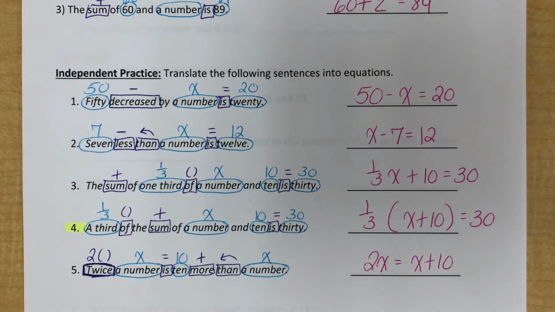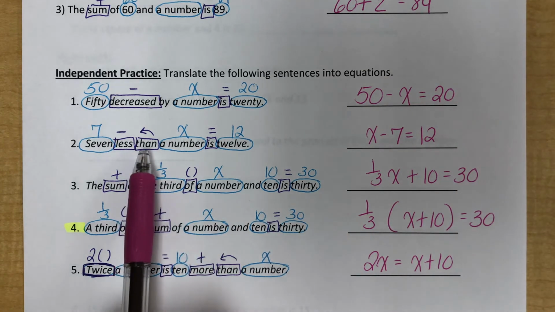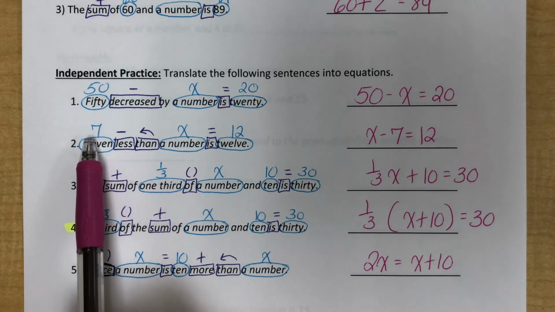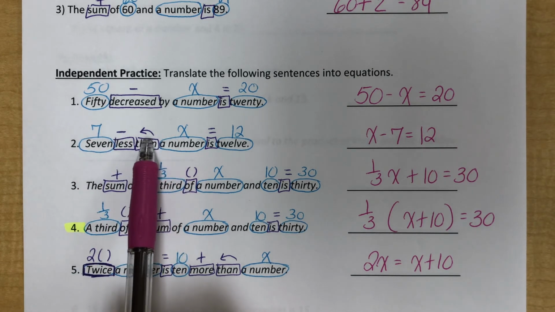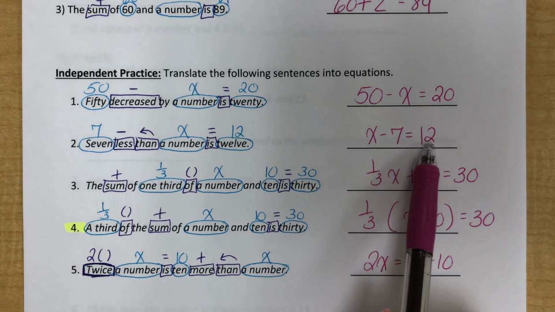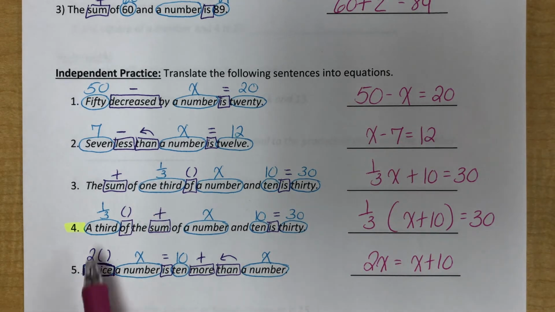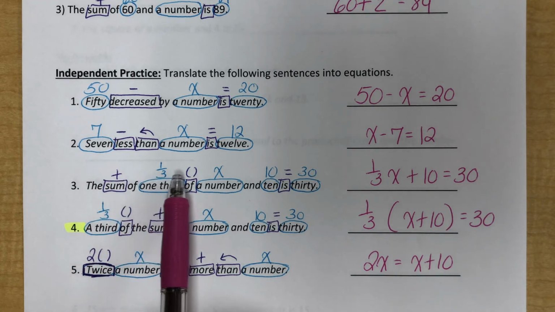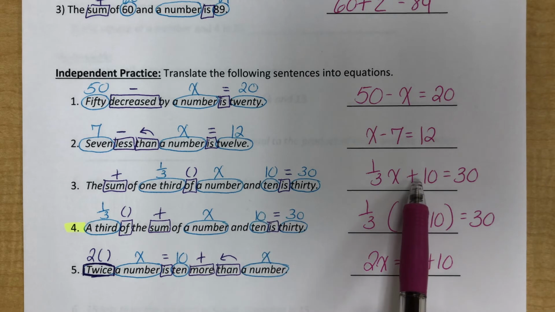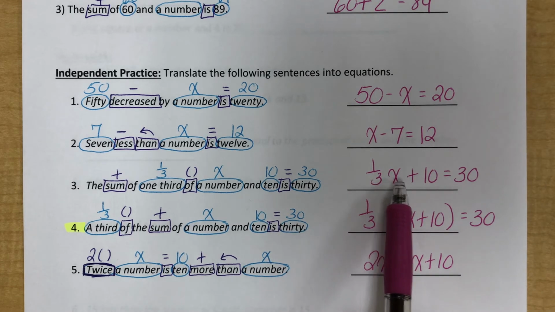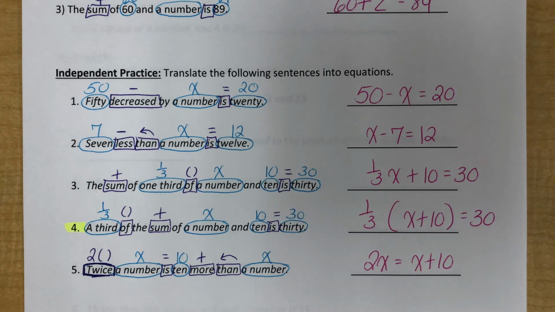All right, so these were the answers for numbers 1 through 5. If you look at number 1, and we work it through, you should have got 50 minus x equals 20. This one was a little bit more straightforward. Number 2 was tricky because it had that switch word "then". So I'm not writing 7 minus x, I should be switching it and writing x minus 7 equals 12. Number 3, I'm going to add 1/3 times x and 10. So I'm going to add 1/3 times x plus 10, and that's going to equal 30. That was number 3. Number 4 was really tough.